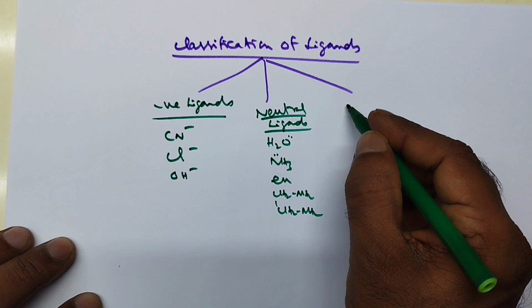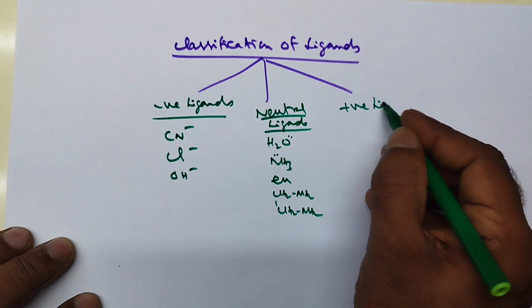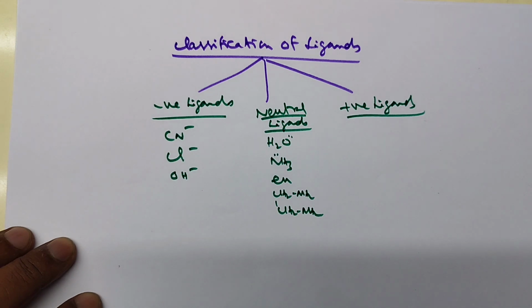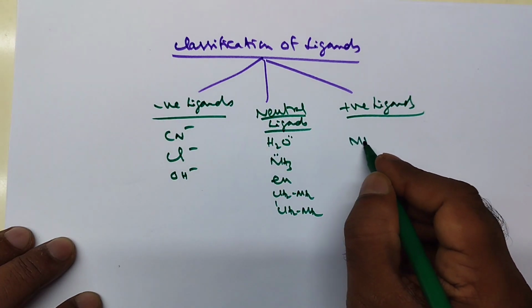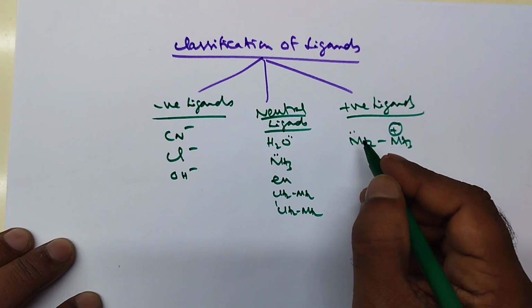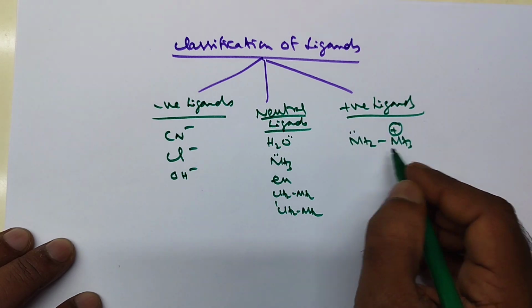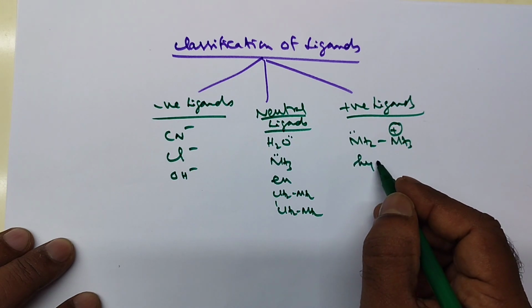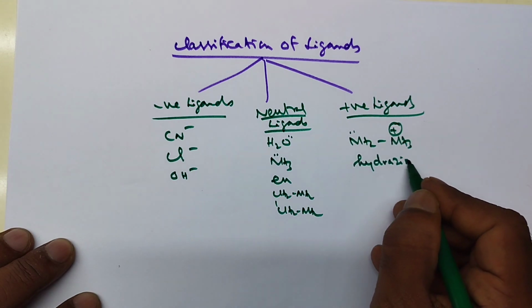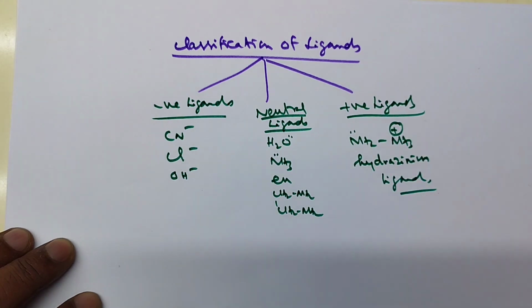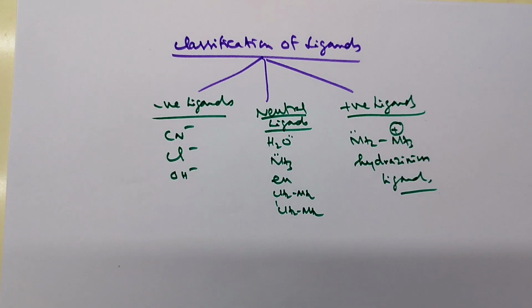The another one is positive ligands. So what is a positive ligand? Say for example, you can take NH2 NH3 plus. Here it has a lone pair of electrons on this nitrogen atom, and the other is a positive charge. This is called the hydrazinium ion, a hydrazinium ligand, which has a positive charge. So that way we can classify the ligands on the basis of charges.